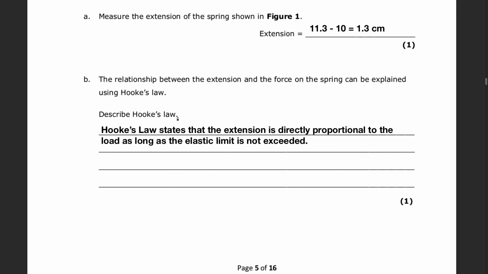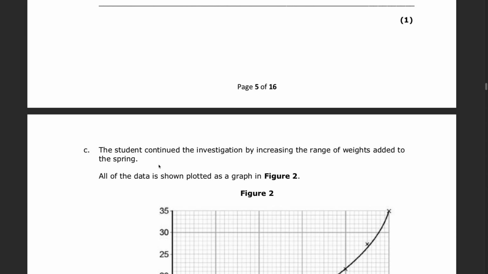So you have to say that the extension is directly proportional to the load, and this only applies if the elastic limit is not exceeded. Okay, it is very important to not forget the second part. We're moving on to page 6 for question C.